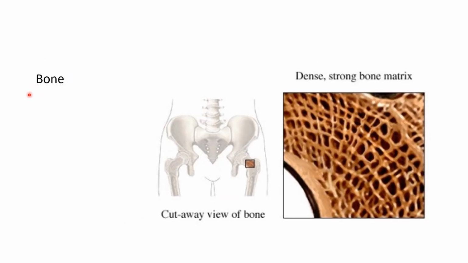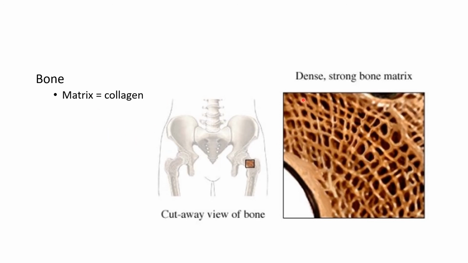Bone is another type of connective tissue, which is kind of interesting to think about, but it's because it has an extremely strong extracellular matrix made of this protein called collagen. A lot of people think of bones as being almost like a rock, like it's just kind of there. It's either hard or it's not, something like that.